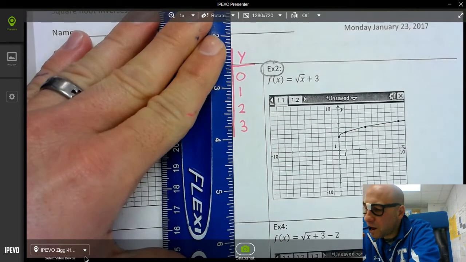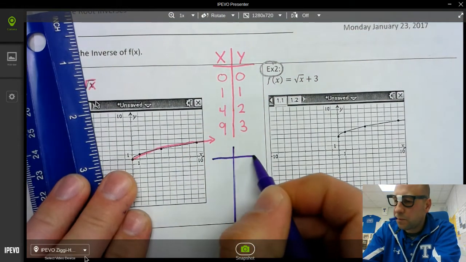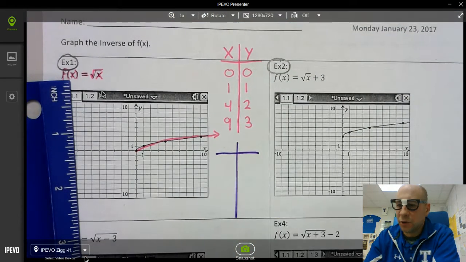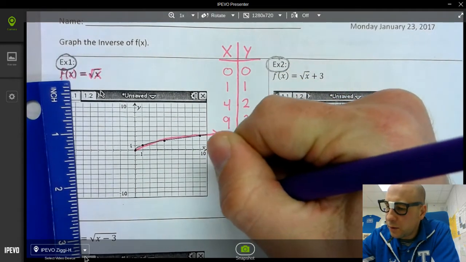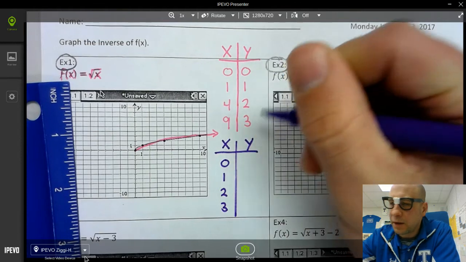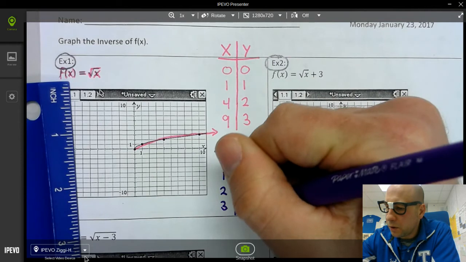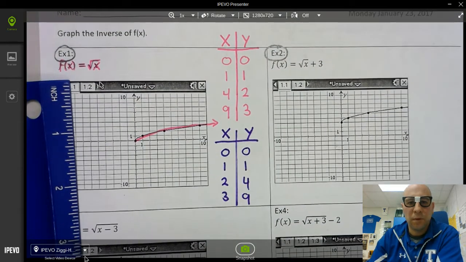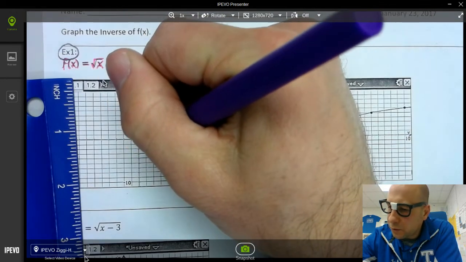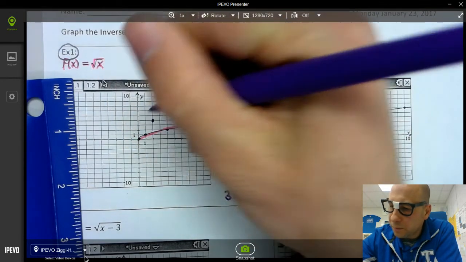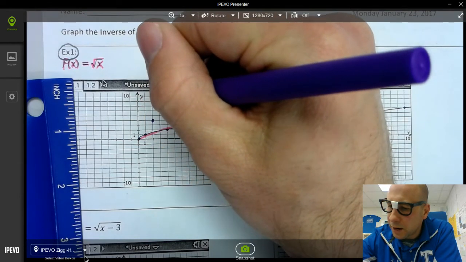So we're going to make a new table. All right, so the new x values are going to be 0, 1, 2, 3. And the new y values are going to be 0, 1, 4, 9. Okay, so when we graph those, 0, 0, 1, 1, 2, 4, and 3, 9.